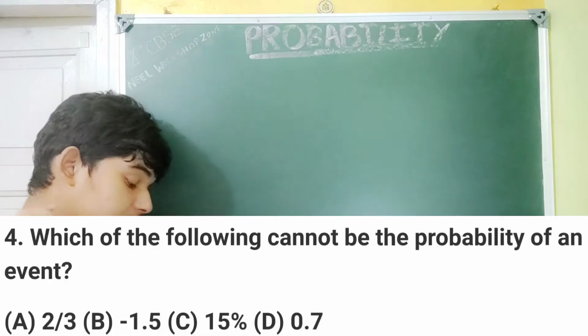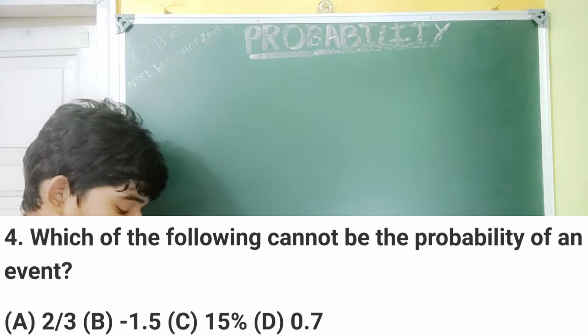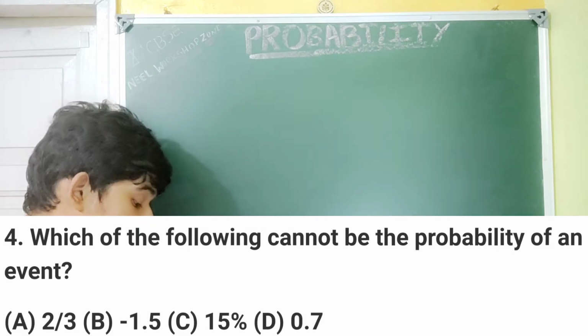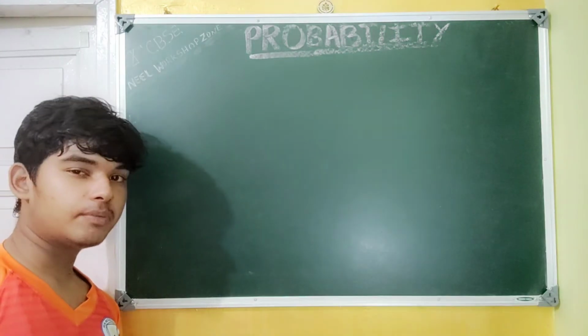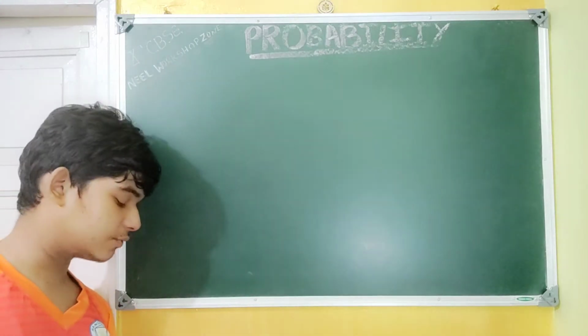Next one. Which of the following cannot be the probability of an event? Option A, 2 by 3. Option B, minus 1.5. Option C, 15%. Option D, 0.7. Now, comment down below what you think the answer is. And the answer is B, obviously, minus 1.5.